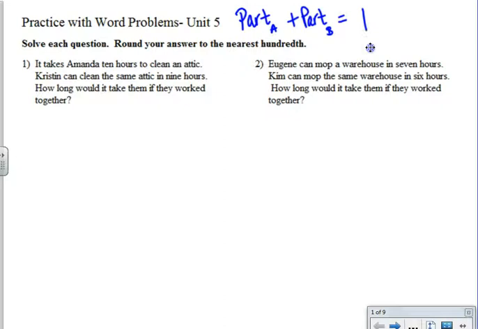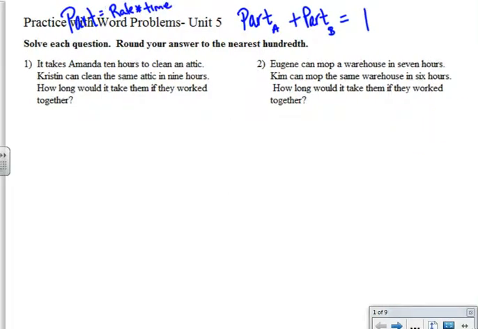The other thing you need to know about these problems is when you go to calculate what part of the job someone has completed, you might want to jot this down. A part is calculated by the person's rate multiplied by how much time they are going to be working at that rate. So when I look at this job, Amanda can clean the attic in 10 hours, and Kristen can clean the attic in 9 hours.